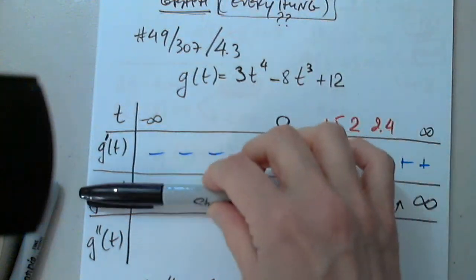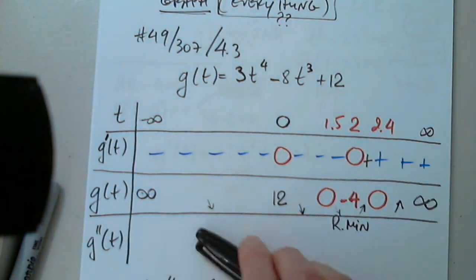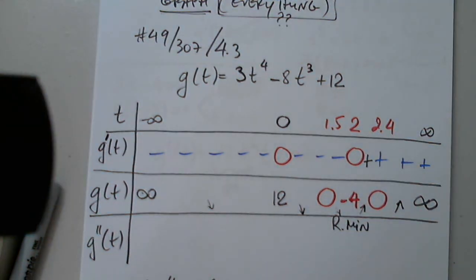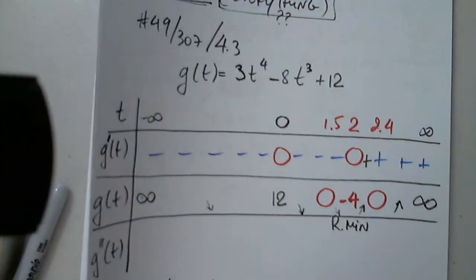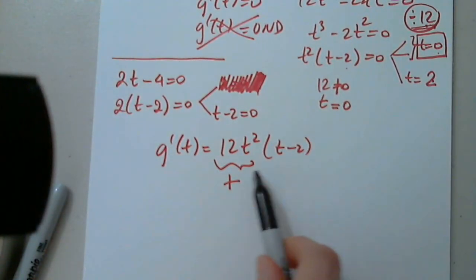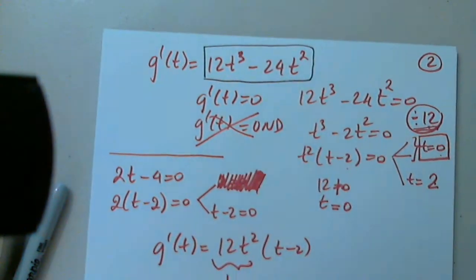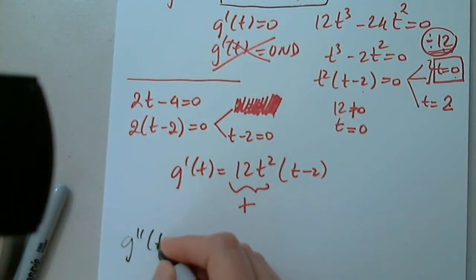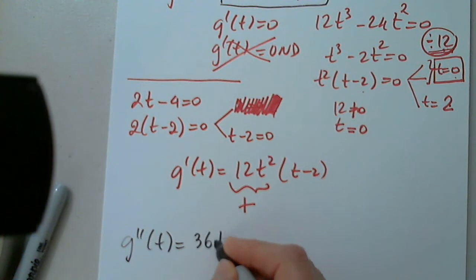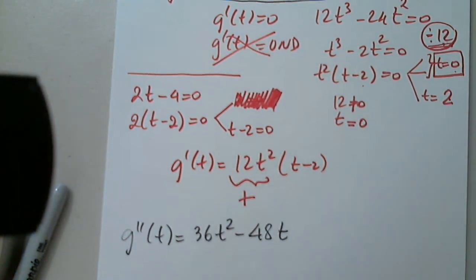The first derivative. The function, of course, is always first, then the first derivative, and now we're moving on to the second derivative. Once we have our findings, we come back here to the table to put them in. Okay, so I'm not going to differentiate this. I'm going to differentiate this to find the second derivative. So 36t squared minus 48t.